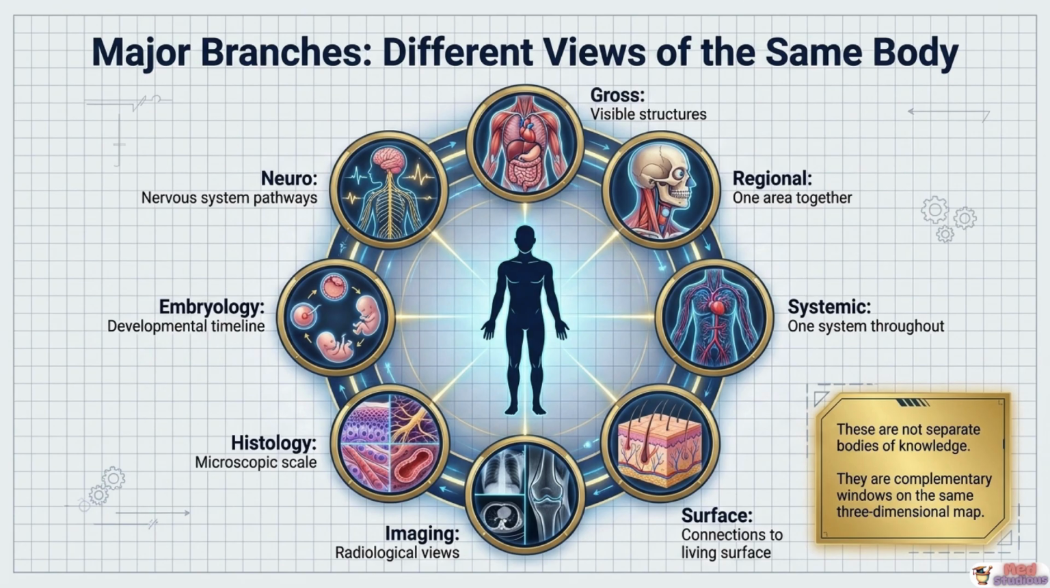Embryology asks how adult structures develop over time. Neuroanatomy maps the nervous system and its pathways. These are not separate bodies. They are different windows on the same body. Our curriculum separates them into playlists because each needs a different visual method, but the underlying logic remains the same. Orient the view, find landmarks, understand relationships, and trace continuity.